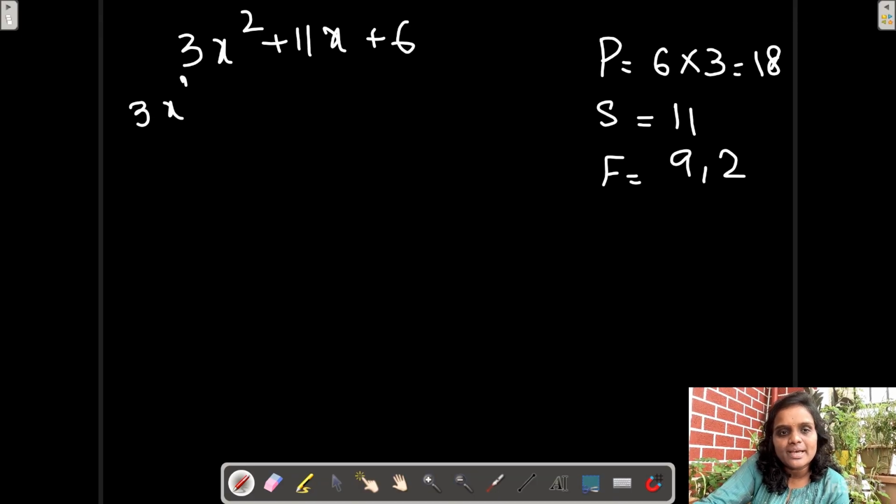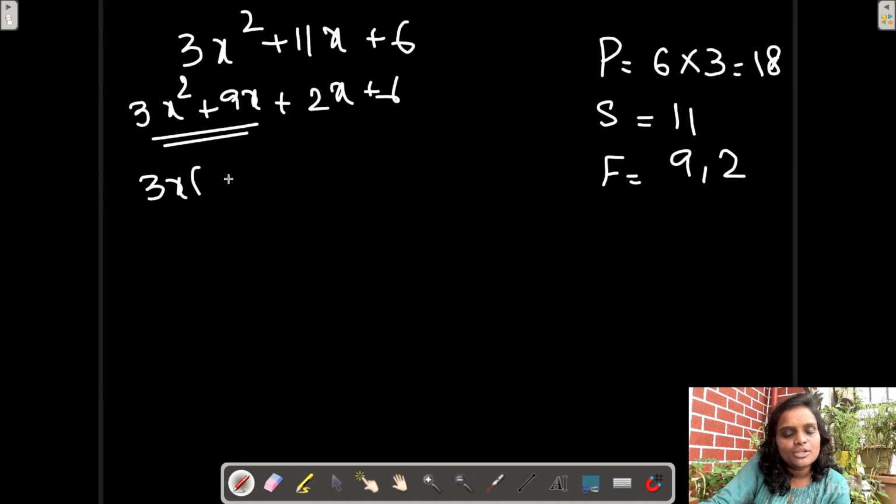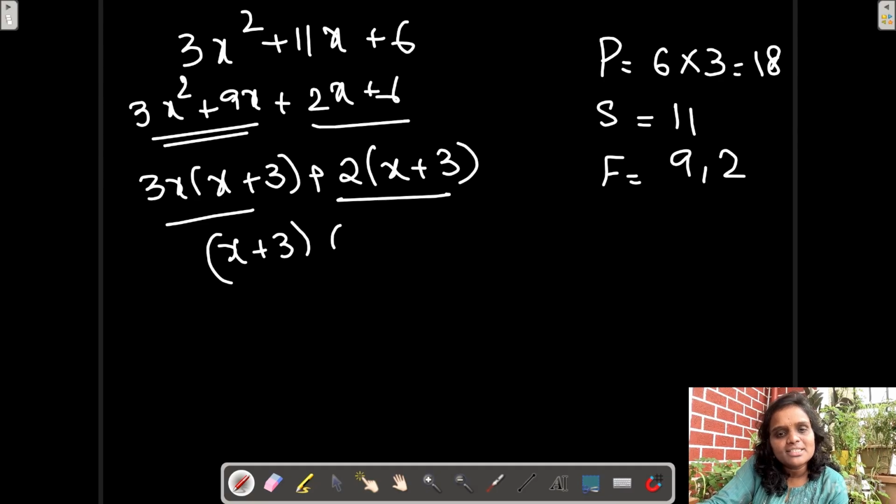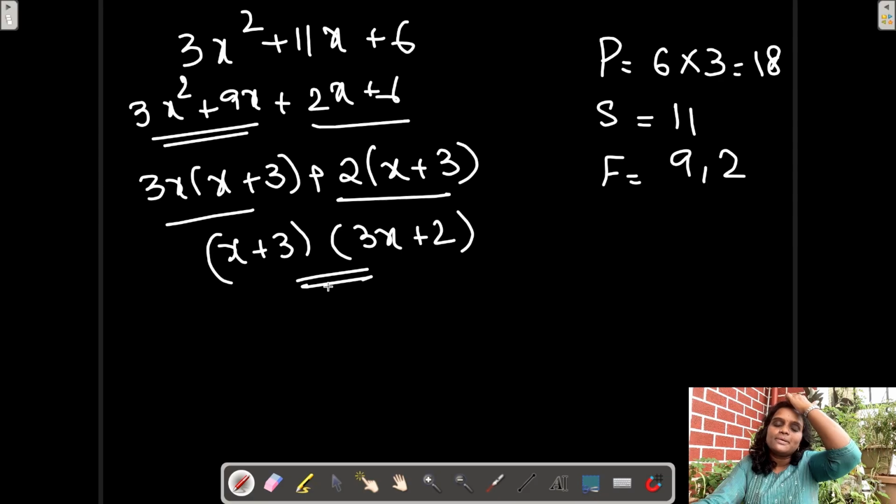So 3x square plus 9x plus 2x plus 6. Now take 3x common here. What is remaining? x plus 2. Now what is common here? 2. x plus 3. What are the terms here? What is common in both the terms? x plus 3 is common. So what is remaining? 3x plus 2. So x plus 3 into 3x plus 2 are the factors of 3x square plus 11x plus 6 expression. That's how we factorize the algebraic expression.